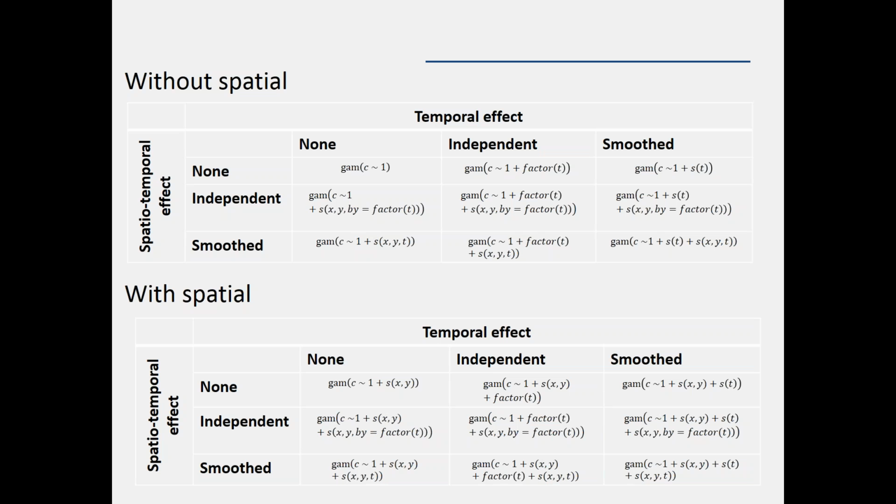And I just want to make the point that when you talk about spatiotemporal models, even leaving out nonlinear models, there are a lot of different ways to set it up. If you have no temporal effect, no spatiotemporal effect, and no spatial effect, it's just an intercept, which is represented by the response tilde 1. If the temporal effect is independent, you put in a factor of t, and it means that you've got an intercept for every year.